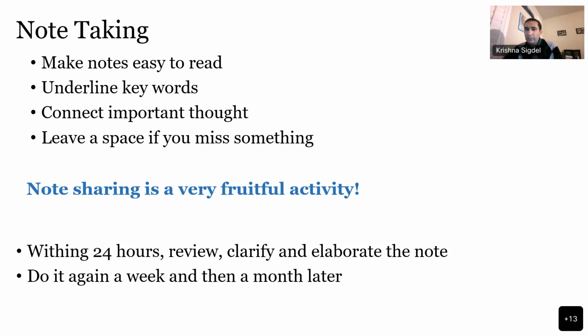Through the note taking process, you can understand more, you can elaborate your note and do it again in a week and then a month later. After a month you forget it anyway, so do it again. Repetition is important.